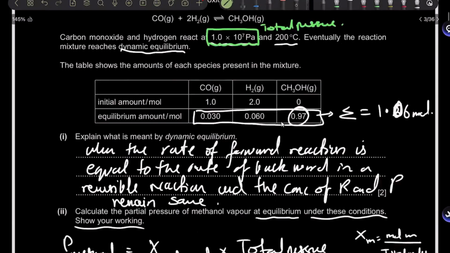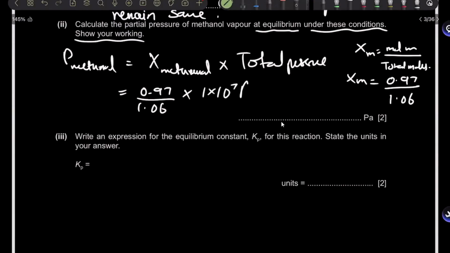It was 1 into 10 to the power 7 pascals. Now I get my answer. What is my answer for the partial pressure of methanol? 9.15 times 10 to the power 6 pascals, right? Is that clear? So I just needed to directly calculate the partial pressure. Now it says write an expression for the equilibrium constant Kp. So in Kp, do you mention square brackets or concentrations, or do you mention partial pressures of the reactants and the products?